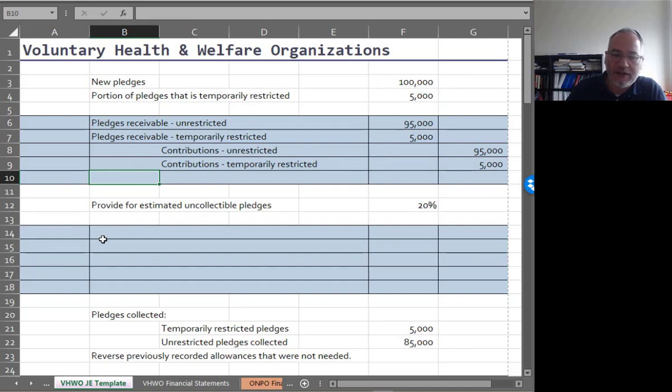Provide for estimated uncollectible pledges is 20%. So the journal entry there, we're going to do 20% of each. I'm going to reverse this. Or rather, I'm going to reverse the contributions. Debit contributions unrestricted. That would be 95,000 times 20%. And credit allowance for uncollectible pledges.